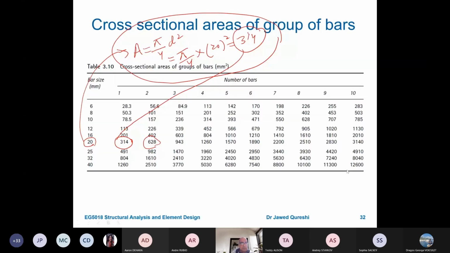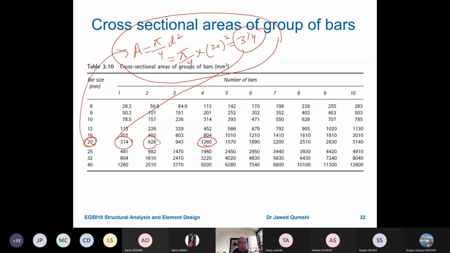So 4H20 bars. If you have this 20 bar and you have 4 of them, what you will do is that you have this required area of 1008. Now you will look into this table and see what you can possibly use. So you can use this 20 millimeter diameter bar, 4 of them. That will give you 1260. The area that you provide has to be higher than the one which is required. Our requirement is 1008 millimeter square.